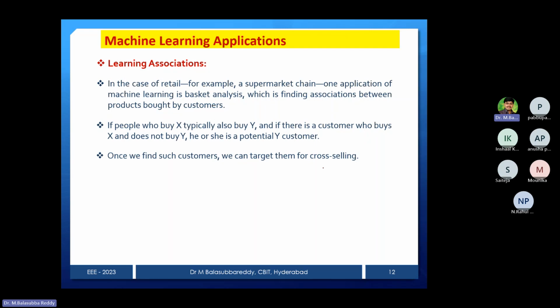Once we find such customers, we can target them for cross selling. Everybody has experienced this while purchasing on Amazon or Flipkart and so on. If we are searching for one product, the relevant products it will show in the end. Even for books, if you are searching for MATLAB books or machine learning books, at the end the relevant books also they will show you.